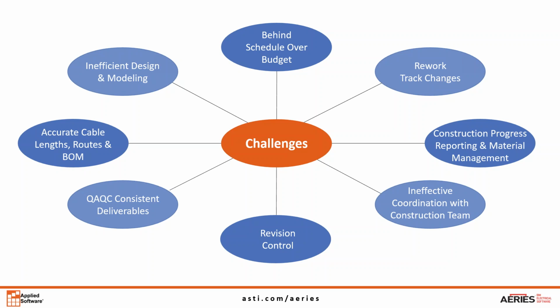There's a lot of them out there. Schedule's a big one, budget, rework, trying to maintain or track changes when we do have changes, tracking progress as far as reporting, and material management. Inefficient coordination with the construction team, again, revision control, QA/QC, accurate cable lengths, routes, and bill of materials, or inefficient design and modeling, either that you receive or that y'all are doing.